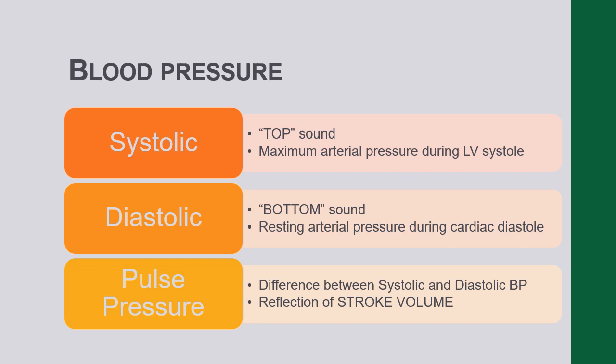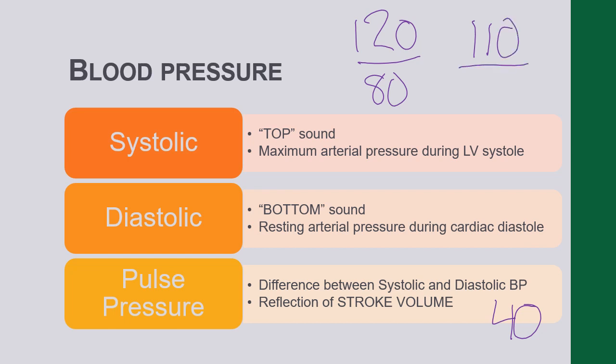So you literally just subtract the diastolic from the systolic. So if your blood pressure is 120 over 80, then you subtract 80 from 120, and your pulse pressure would be 40. And this is a reflection of stroke volume, and that 40 doesn't correlate to any specific amount of volume. But as your pulse pressure gets smaller, so if my blood pressure were to drop to 110 over 82 because I was bleeding out, and now my pulse pressure is only 28, that means that I've lost a significant amount of volume.